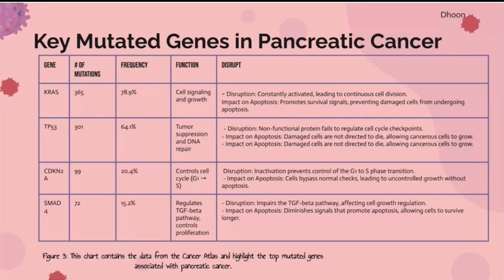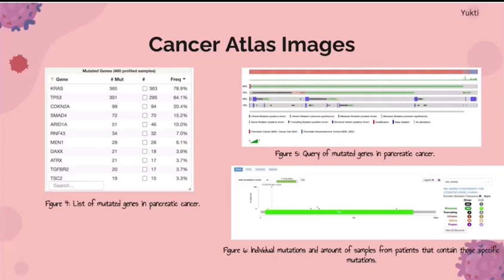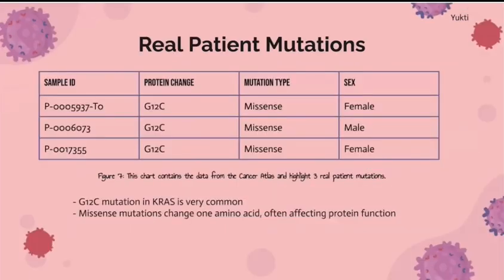So all in all, these mutations highlight the intricate ways cancer can manipulate cellular processes to promote growth and evade normal apoptosis. Understanding these mechanisms is crucial for developing targeted therapies and advancing cancer treatment. Here we have some screenshots from the Cancer Atlas assignment that are presented throughout the slideshow. Now we have the real patient data from the same assignment using the cBioPortal website.